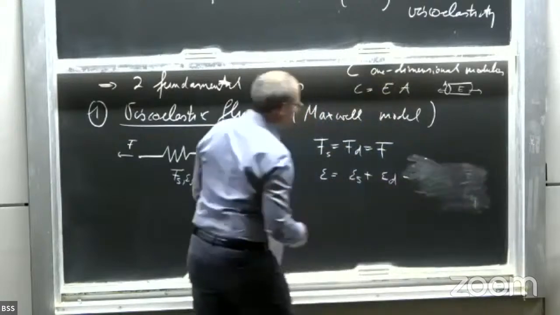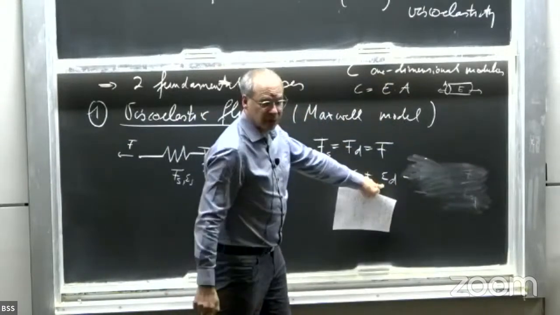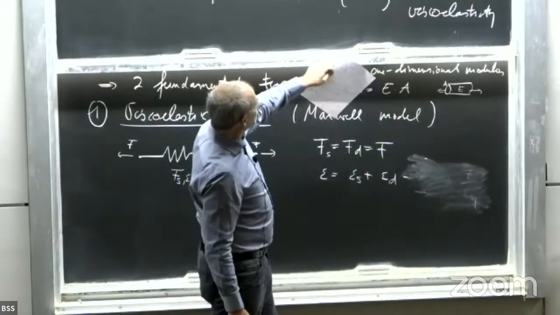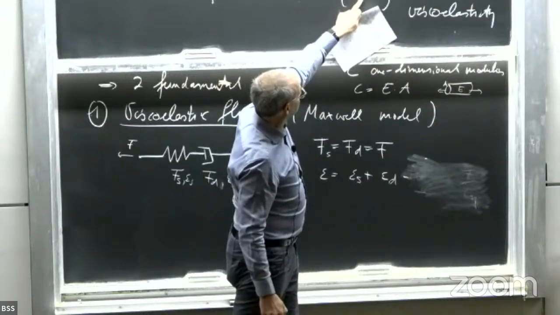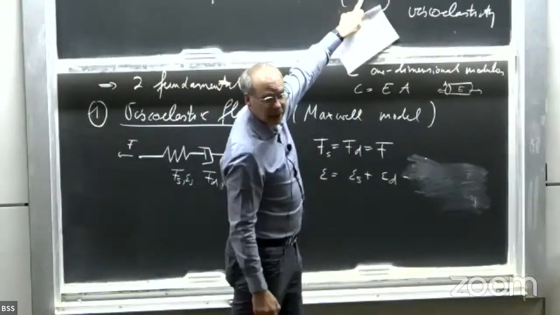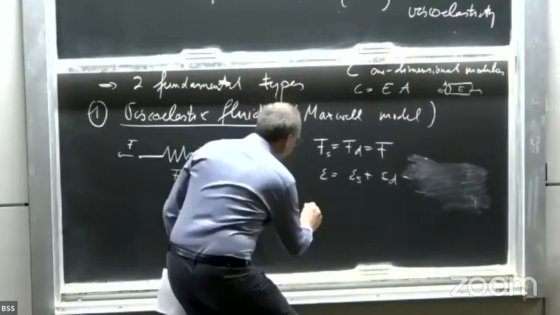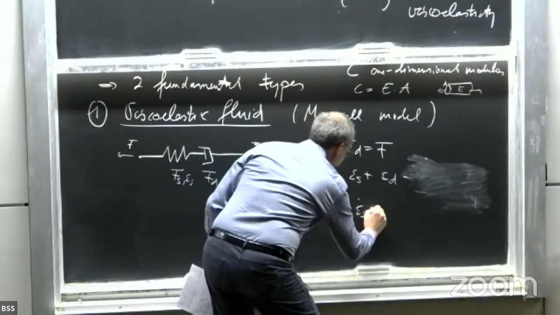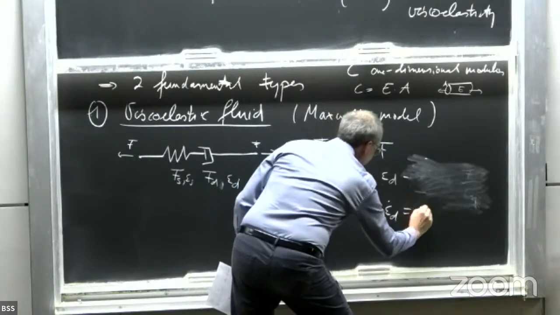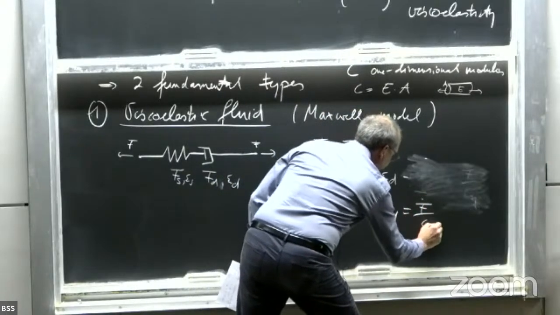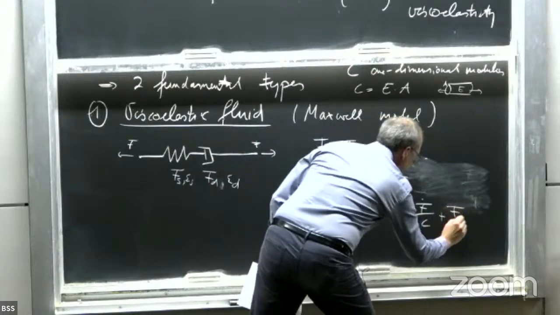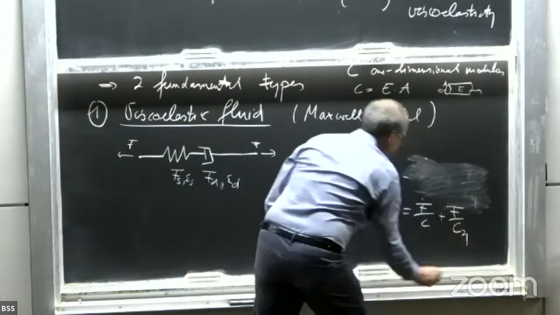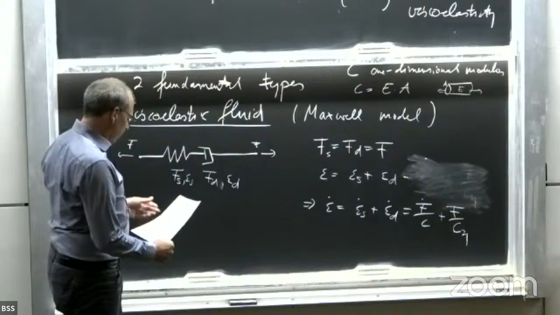So the first thing is I write the strain as the sum of the two strains, right? The next step is I look at these relationships and I see that here I have a dot, okay? So this is the problem. What I now have to do is dot both sides. And then I also dot the F, this is divided by C, and here it's just F divided by C eta. And this should be the constitutive relationship.